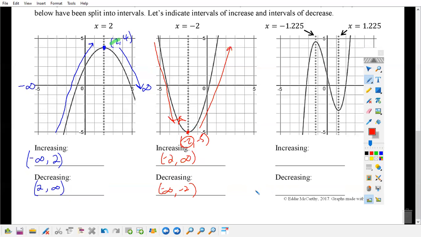Most of the way there, okay. All right, so before we move on, I want to let you know that these can be written in other forms, okay? If I'm saying from negative infinity to 2, that means I'm also saying that x is less than 2. Does that make sense? If I'm saying 2 to infinity, I'm saying that x is greater than 2.